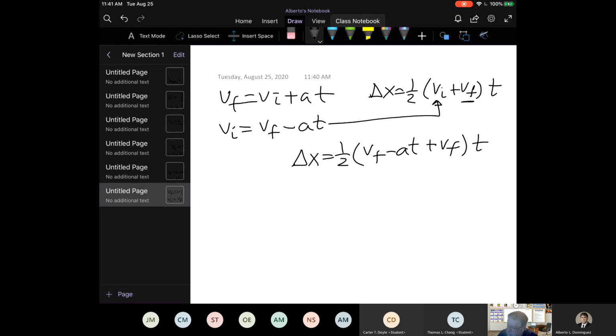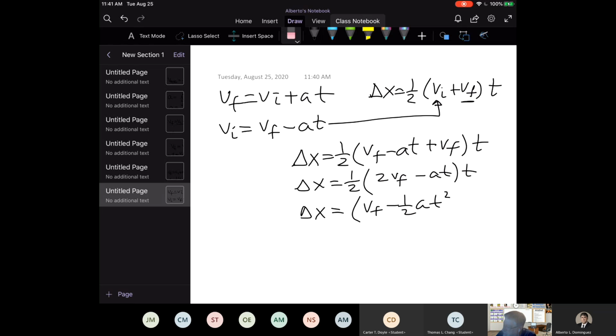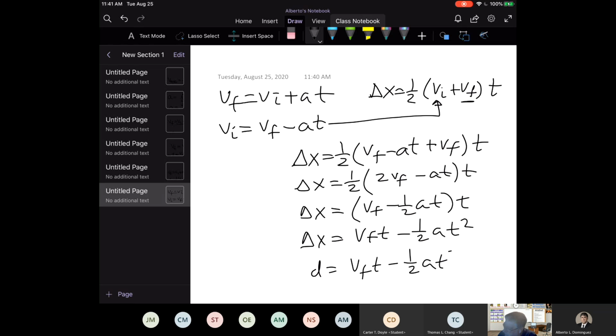And then I'm going to do the same steps I did before. So I'm going to go a little faster because these are the same steps I did before. 1/2. VF plus VF is 2VF. Minus AT is still there. Distribute the 1/2. So 1/2 times 2 is just VF minus 1/2 AT. Sorry, not AT squared yet, just AT. And there's still a T out here. Now distribute the T. I was jumping ahead. And I get VFT minus 1/2 AT squared. And then last step, D equals VFT minus 1/2 AT squared.